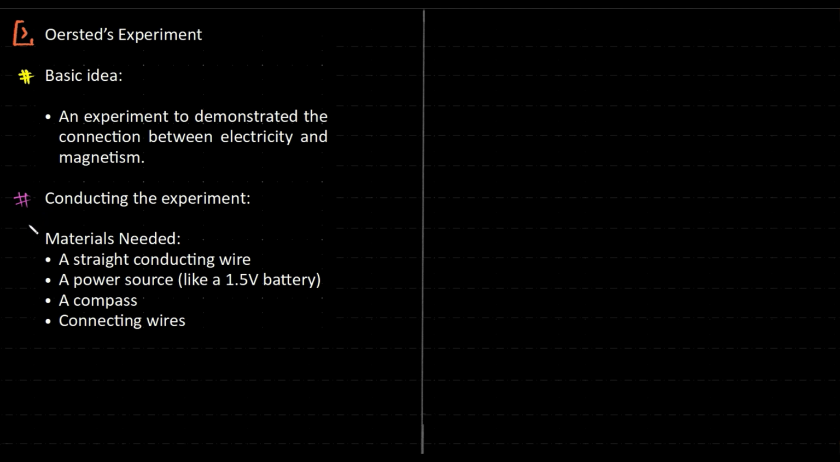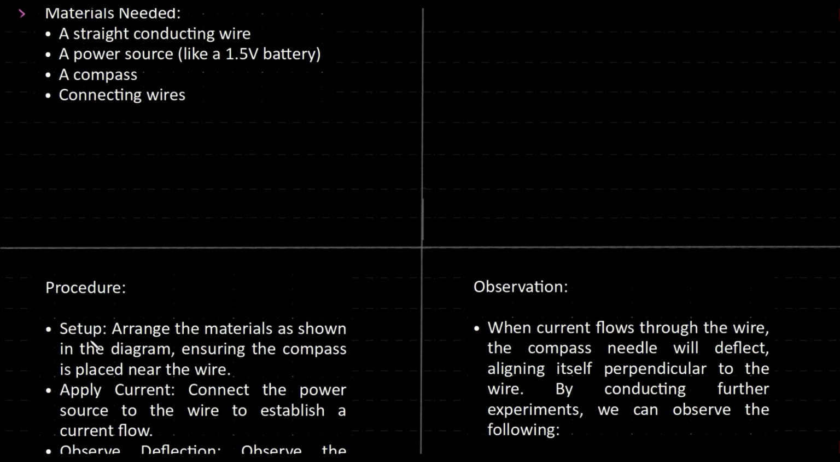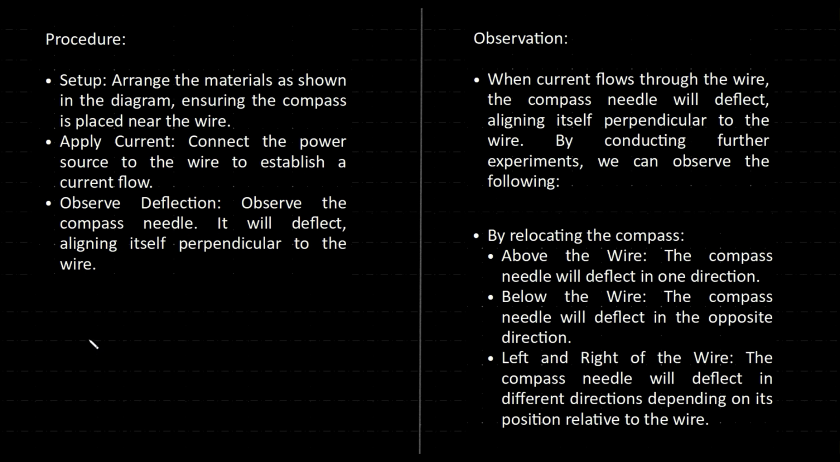So how do you conduct the experiment? You can get this in your exam: write steps to conduct the Oersted experiment. These are the materials needed: a wire, a power supply, a compass, and connecting wires. Next, the arrangement is supposed to be as shown in the figure. Let me put the diagram up.